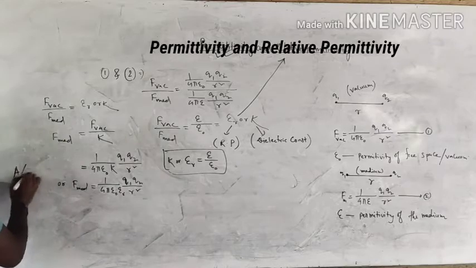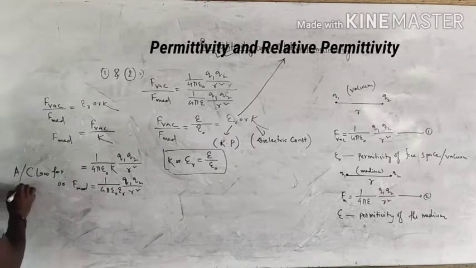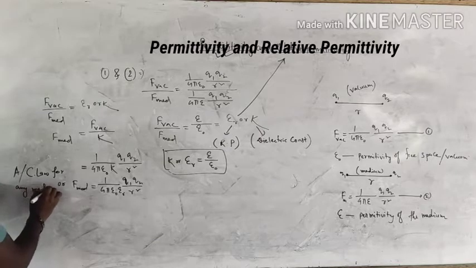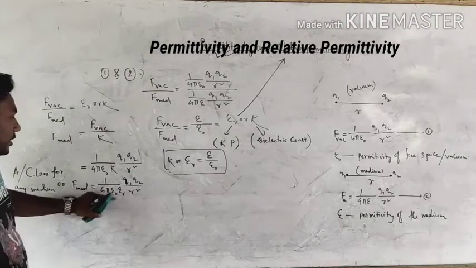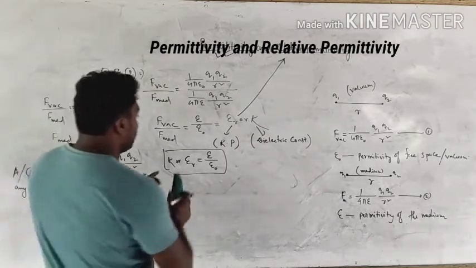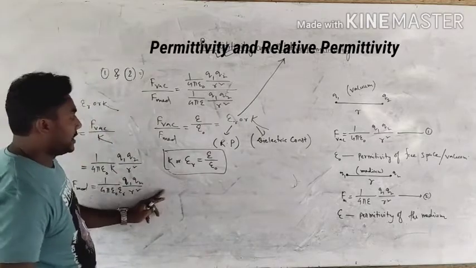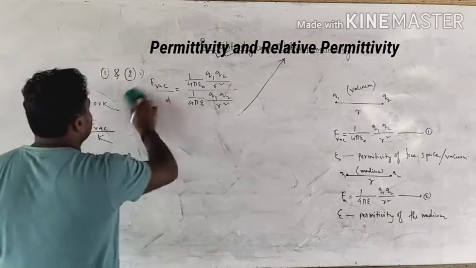According to Coulomb's law for any medium, you can find F medium is equal to 1 by 4 pi epsilon naught epsilon R Q1 Q2 by R square, isn't it? Now, note down this point, okay? Now we have got all these things.